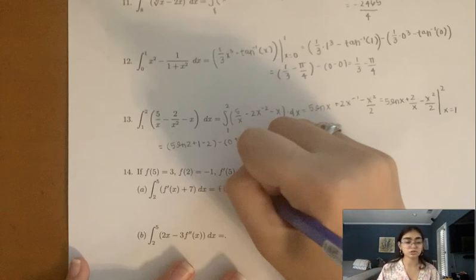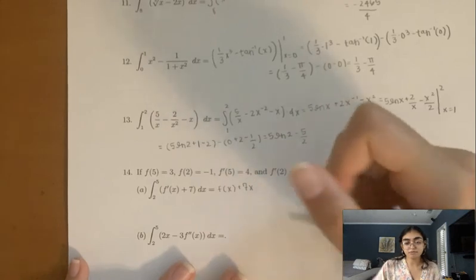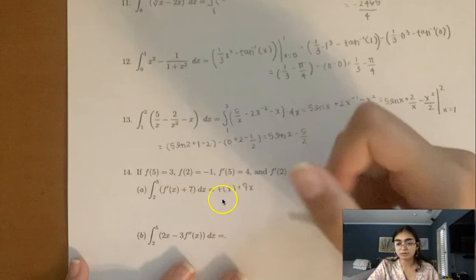But first we're just going to take the antiderivative. So the antiderivative of f prime is f of x. And that's because the derivative of f of x is f prime of x. So the antiderivative of f prime of x is going to be f of x. That's just reversing the derivative like we've been doing this entire time.